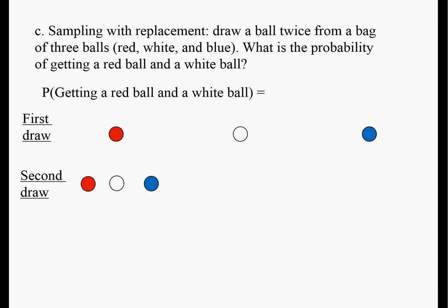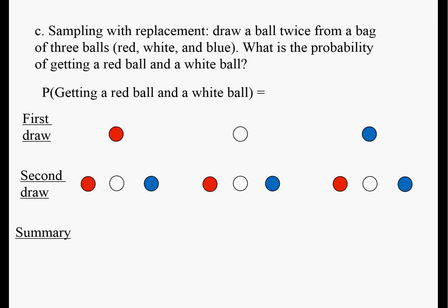Well, if the first time you get a white ball, the second draw you can still get red, white, or blue. If the first draw you get a blue ball, the second draw you could still get red, white, or blue. Now let's summarize. After drawing 2 balls, what are the possible outcomes of combinations of 2 balls?